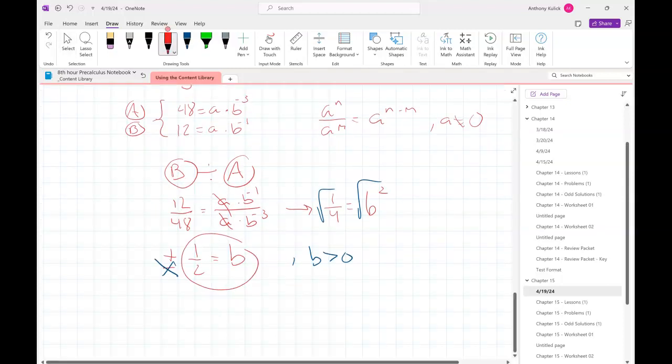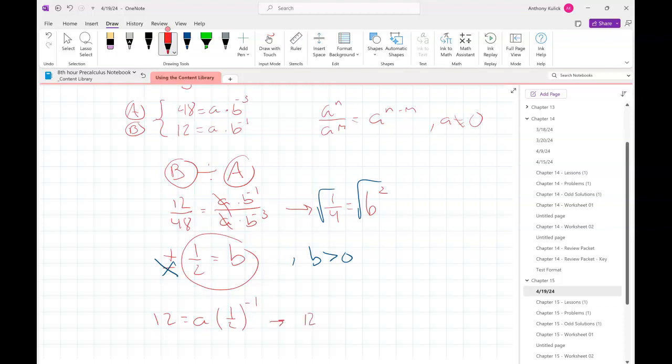Now that I have that, I'm going to take one of the two equations. It doesn't matter which one. I'm going to pick equation b because the exponent is small, or easier to deal with. And I'm going to use that to solve for a. What is 1/2 to the negative 1? 2, right? The negative 1 makes a reciprocal. So I get that a is just equal to 6. I put them together.